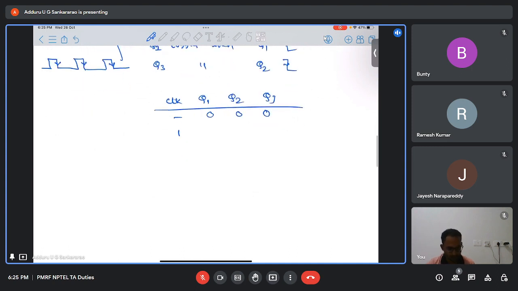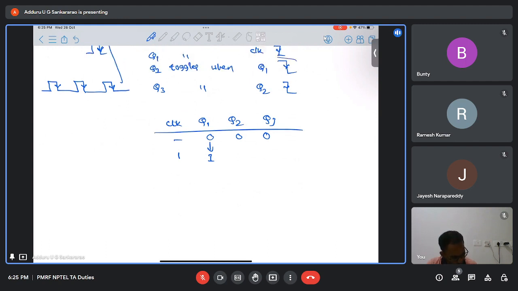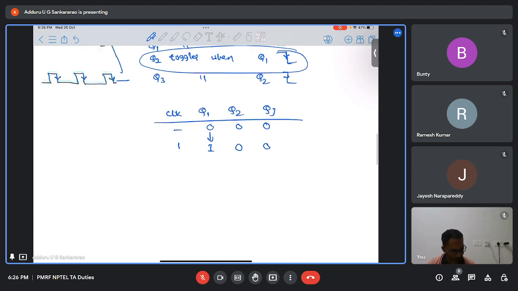That means when initially 0, 0, 0 is the starting state and the first clock pulse is applied, Q1 toggles, so Q1 becomes 1. And what about Q2? Q2 toggles when Q1 changes from high to low. When it is changing from 1 to 0, then only Q2 toggles. Since Q1 is changing from 0 to 1, Q2 will not toggle, right? Only on the negative edge does it change. So it stays as it is, and Q3 also will not toggle.